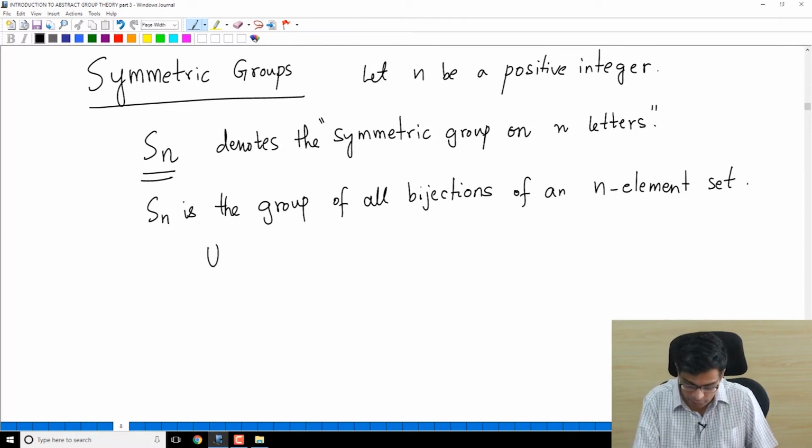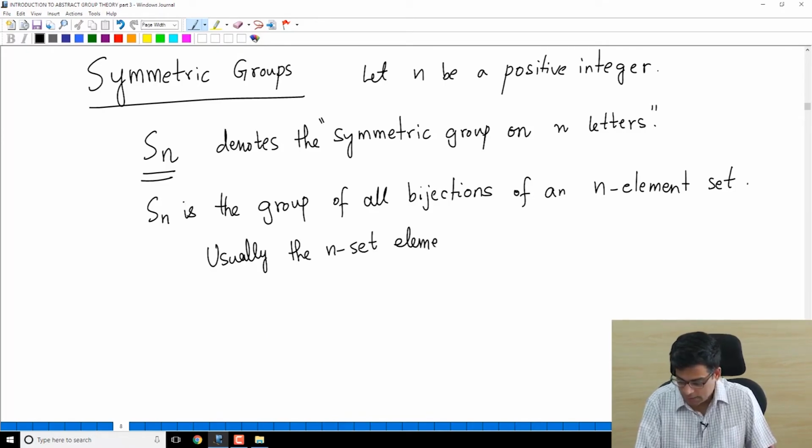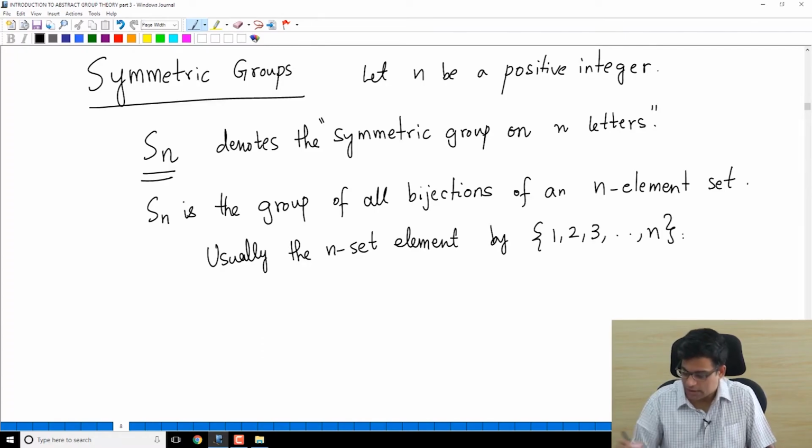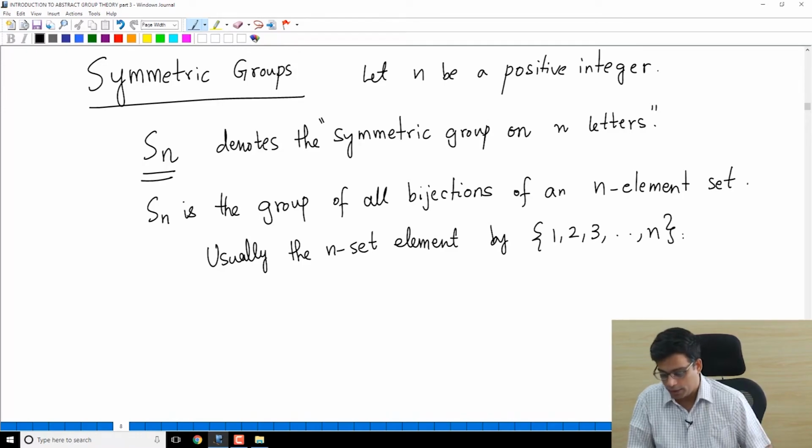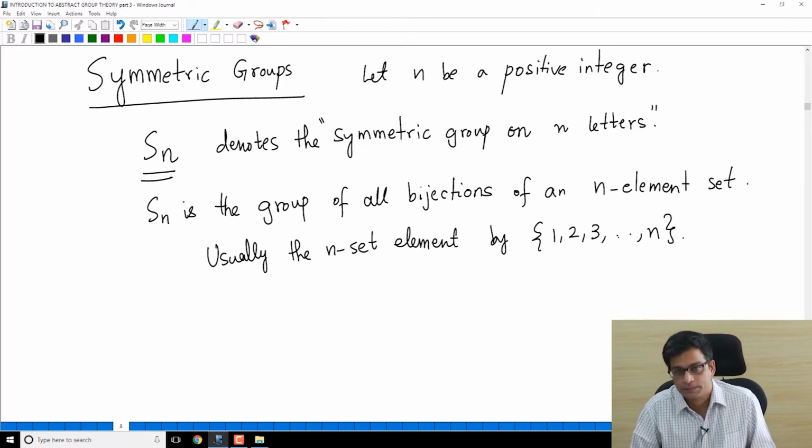Usually we denote the set which has n elements. When I say n element set, I mean a set having n elements. It's very natural to give names to these n elements. Let's call them 1, 2, 3, 4 up to n. Don't think of them really as numbers. It's sometimes useful to think of them as numbers, but the point is there are n elements in that set, which we are denoting for convenience as 1, 2, 3 up to n.